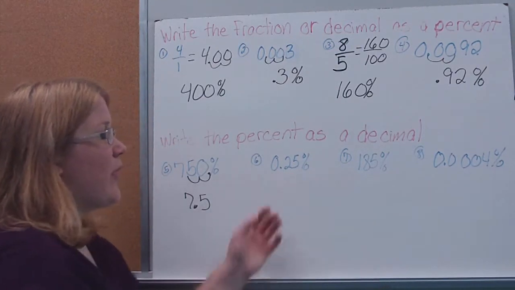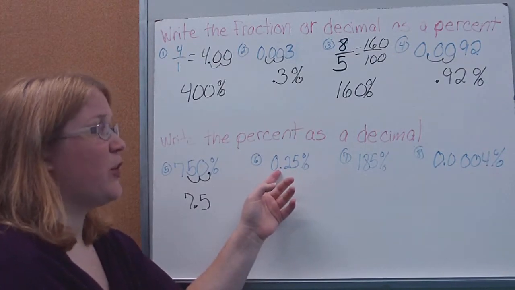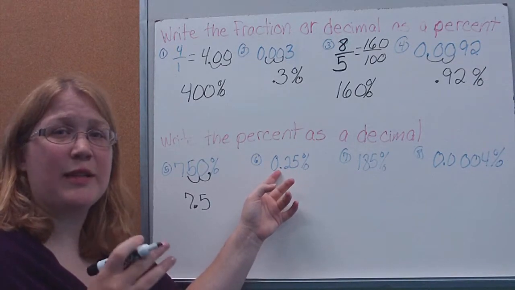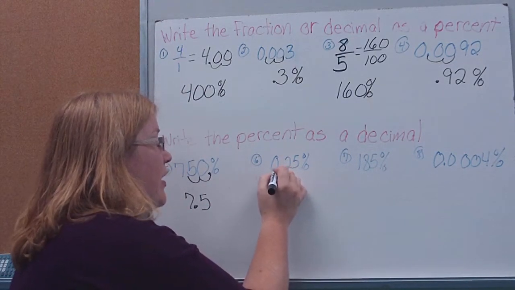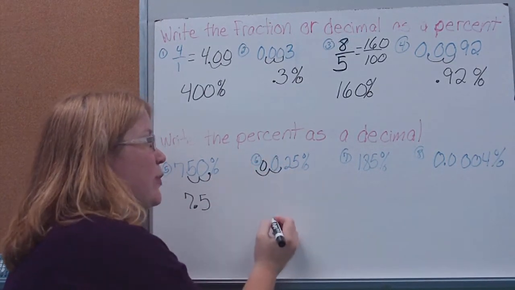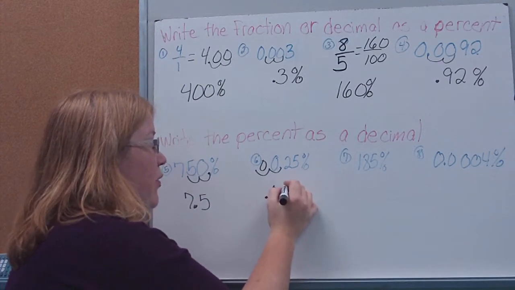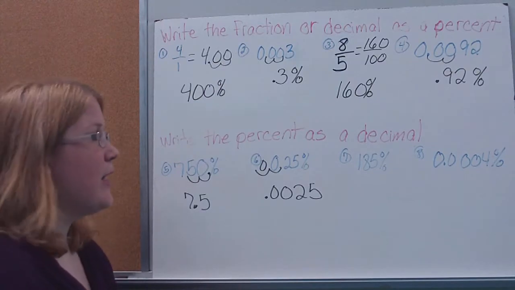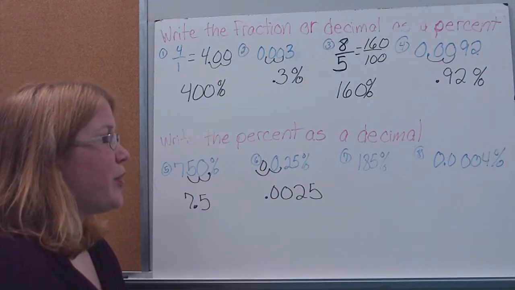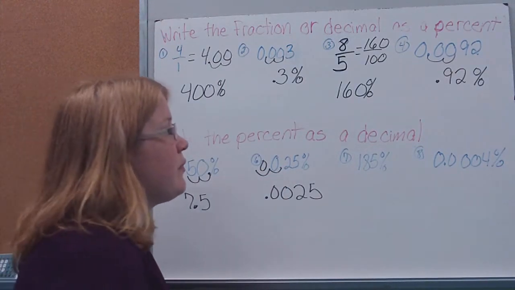Here again, and here's where a lot of kids get confused, because you already see the decimals, so you start thinking I need to multiply by 100. It's a percentage, I'm still dividing by 100. So I'm going to move this 2 spots, which means I need to drop in a placeholder 0. 0.0025 is how I would write 1/4% as a decimal.